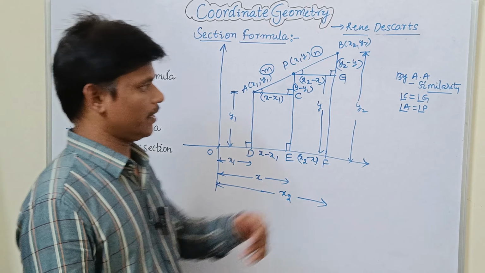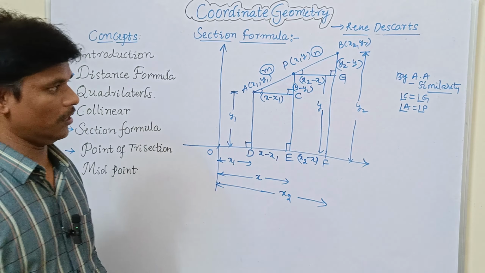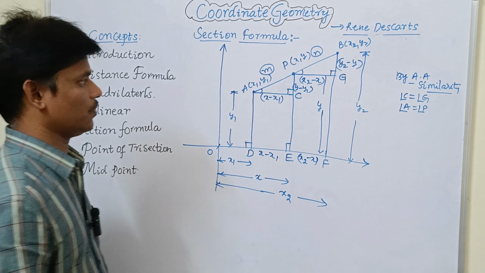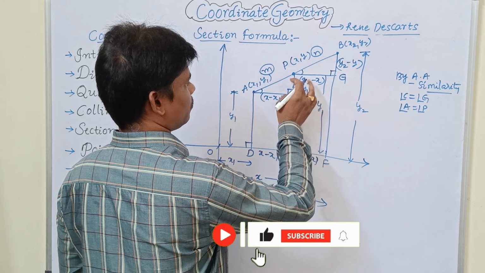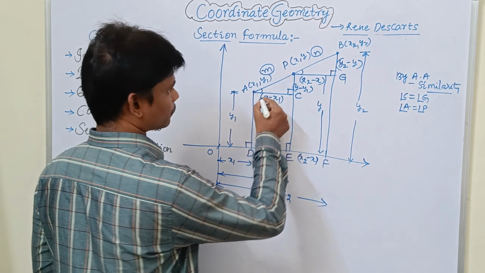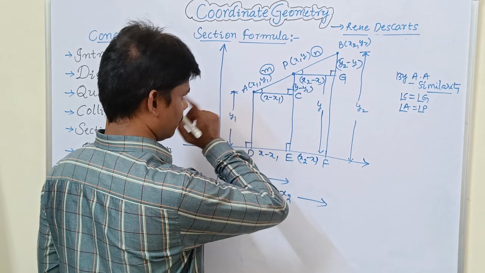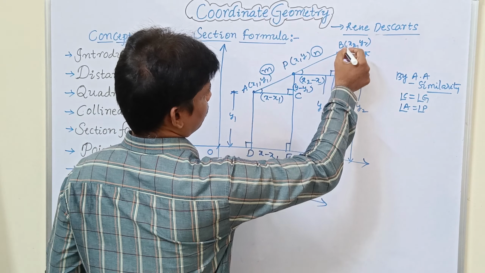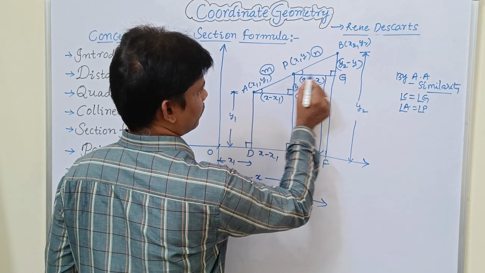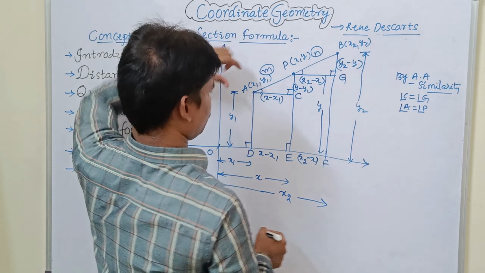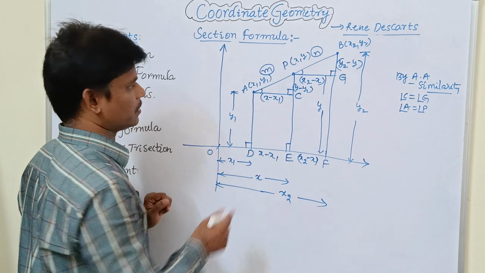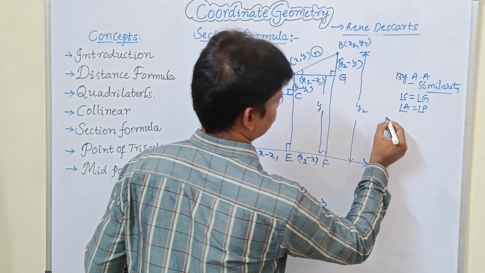So what is similarity? It means corresponding angles are equal, and their corresponding side ratios are proportional. So these angles are equal means their sides are proportional. So their sides means what? See here, observe. PC by BG, or AC by PG. Suppose I consider AC by PG. First take the x coordinates, AC by PG.